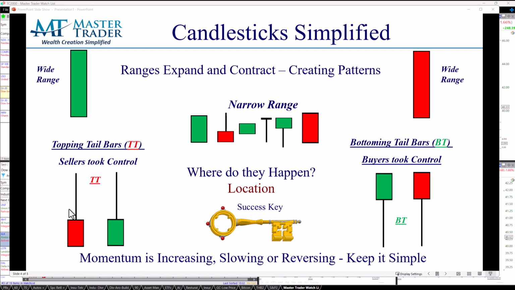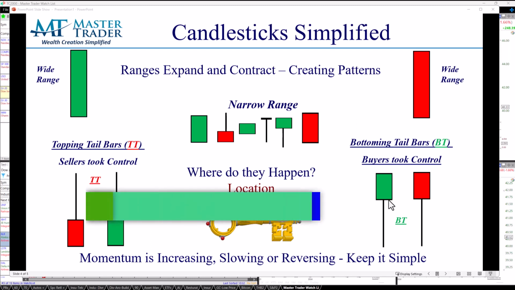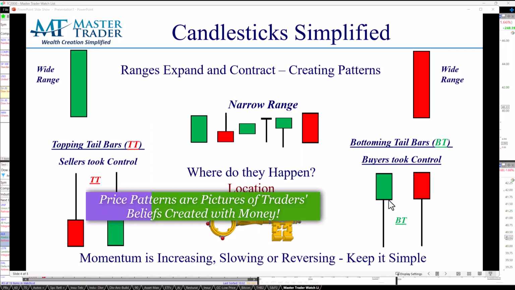And over here, the bigger ones, these range expansion bars display more emotion, more, in effect, of the topping tail that sellers took control. Bottoming tail bars, buyers took control. So if it's a bigger bar, we relate that to more emotion being related to that. And again, we've got to put that in the context of a bigger pattern. And as it says, where do they happen?